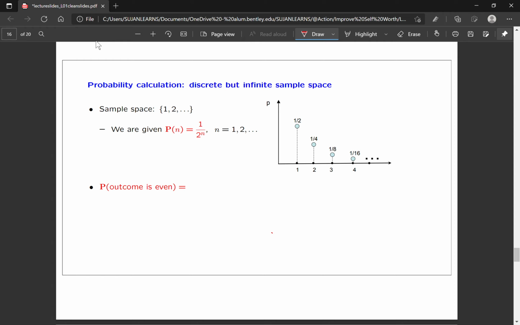Today I'll be talking about a discrete and infinite sample space example. Last time we talked about discrete and finite sample space, and also talked about continuous and infinite sample space. But today we'll talk about discrete but infinite sample space.